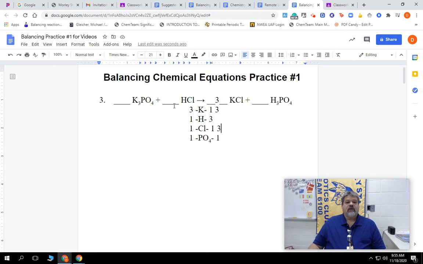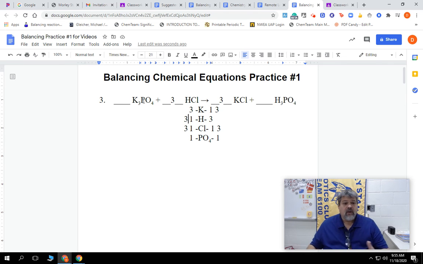So how do I get 3 chlorines? Remember, we can't change the subscripts. We can only change the coefficients. So we're going to put a number right in there, and that number is going to be 3. And so it's going to change our chlorine to 3, but it's also going to change our hydrogen to 3. And so now we look over here, 3, 3, 3, 3, 3, 3, 1, 1. We're balanced according to this, but let's double check up here.